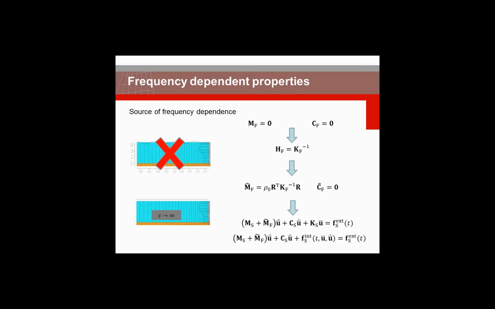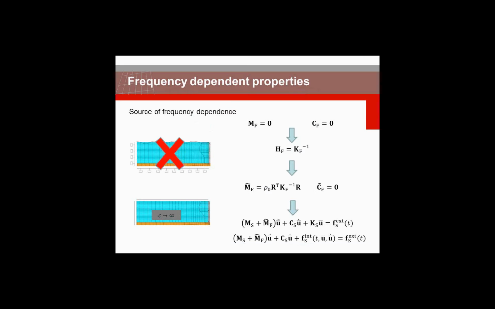And this totally frequency-dependent system depends on this HF matrix, depends on frequency-dependent properties, obviously. And if we want to know the source of these frequency-dependent properties, we can do a simple exercise: assume that the matrix M of the fluid is equal to 0, a null matrix, and the C matrix of the fluid is equal to 0, and we will have that HF is only the inverse of the matrix K of the fluid, no more than that.